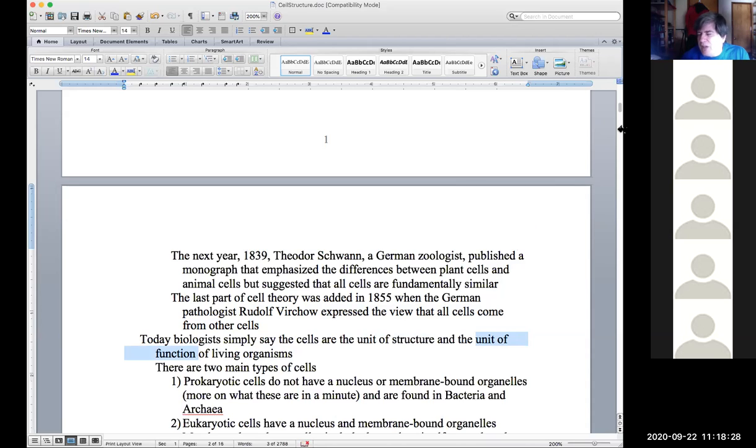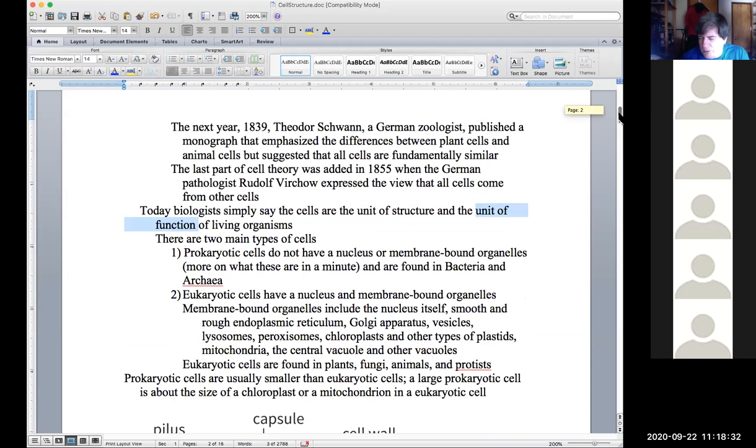Now, there are two main types of cells. There are millions of living organisms, different species, but there's really only two major groups of cells. One is what we call prokaryotic cells. And prokaryotic cells don't have a nucleus. We'll talk about what a nucleus is in just a few minutes. And they don't have membrane-bound organelles. And we'll also talk about those in a few minutes.